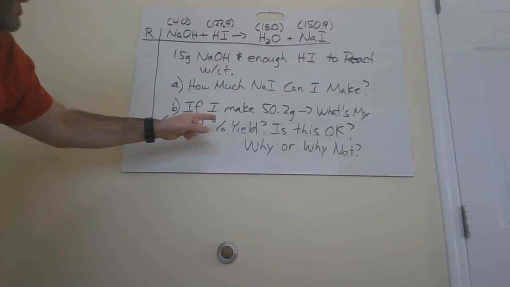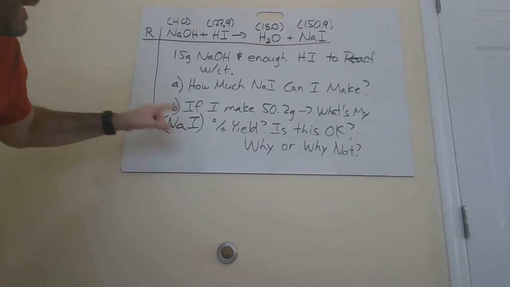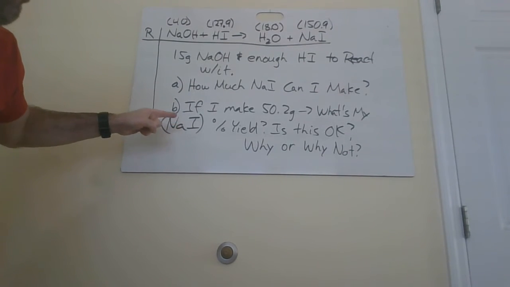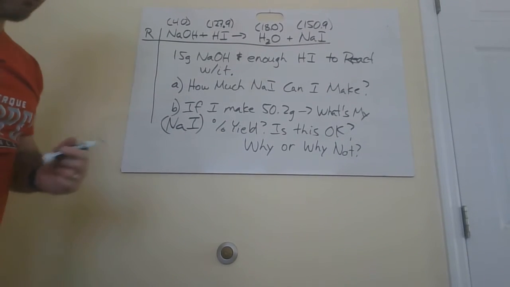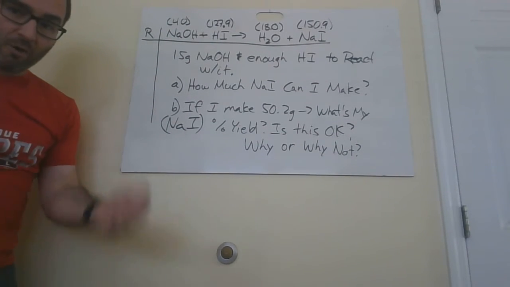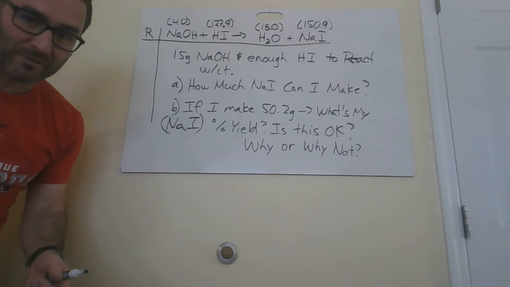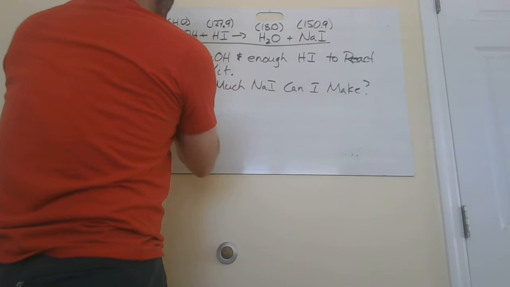The second part is saying, okay, now we know we've made this much in the lab. Well, what's our percent yield? So let's see where we can go with this. The first part is always the same: we've got to get moles. It doesn't matter if you're doing old school math and dimensional analysis or a RICE table. So let's do it.